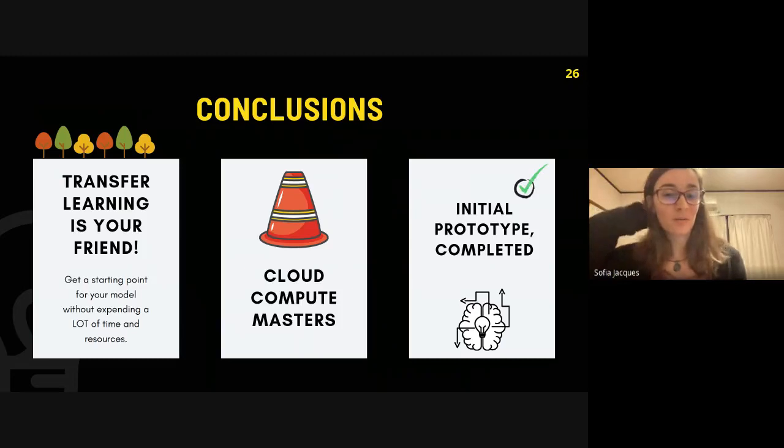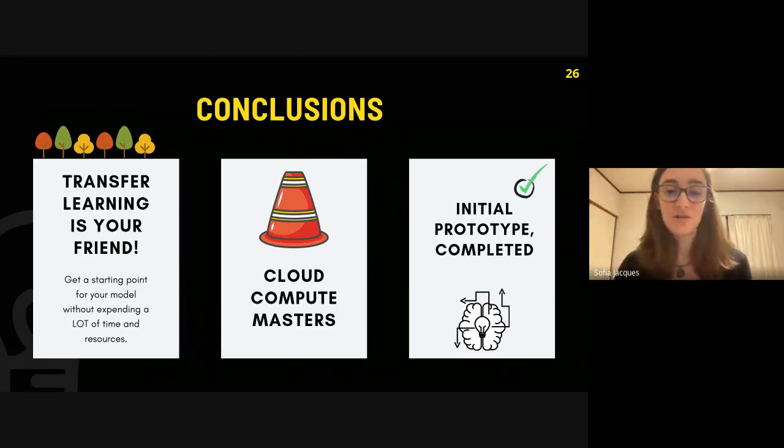And to conclude, we've learned that if anyone wants to start a project with good results and low resources, transfer learning is a good solution. We calculated that one single forward pass through the feature extractor network took about 7 hours, so training a model from scratch would have been very computationally expensive.